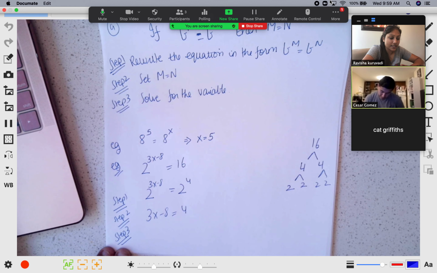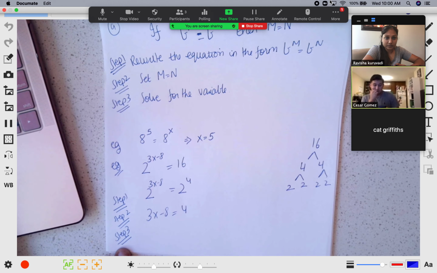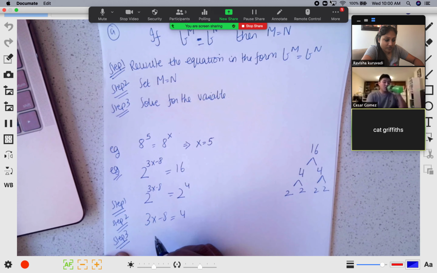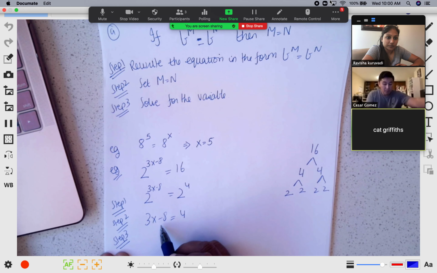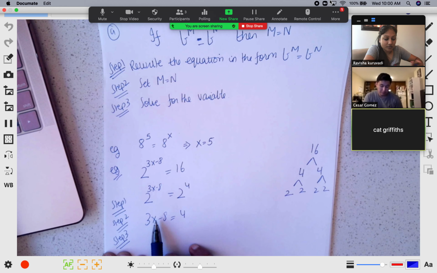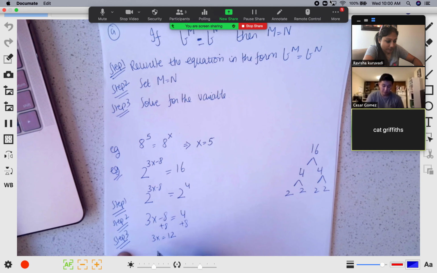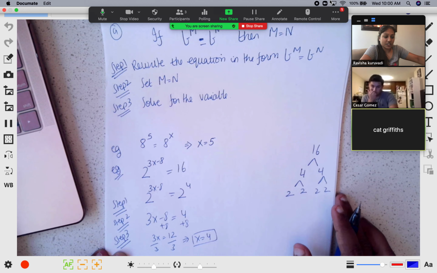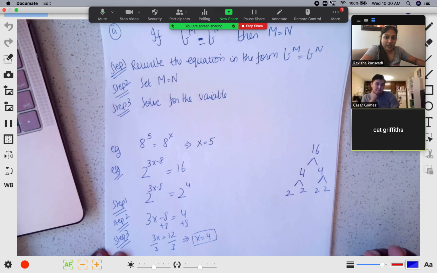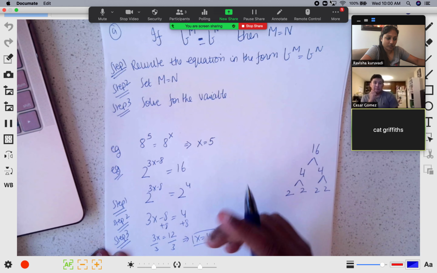Kat, can you help me solve for x? Let's see. You said 3x minus 8 is the question? Yeah, 3x minus 8 is equal to 4. Would you do 3 to the exponent 8 minus x equals 4? No, you need to solve for x. Oh, okay. You would add 8 on both sides. You get 3x is equal to 12. And then you divide by 3 and you get x equals 4. Perfect, and that's your answer. Did you understand this problem, Kat? Yeah, I did. Okay, perfect.